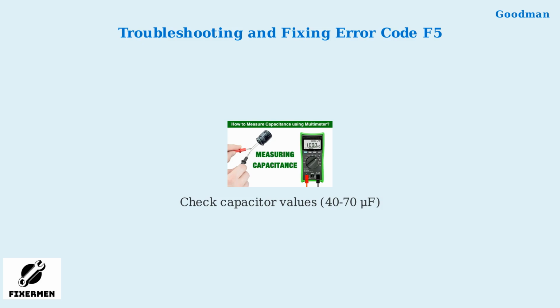To troubleshoot Goodman Error Code F5, start with a simple power reset. Unplug the unit from the power source and wait 5 to 10 minutes. This often clears transient errors and resets the system. Next, diagnose by checking capacitor values using a multimeter. Look for start capacitors in the 40 to 70 mMIF range. Faulty capacitors are a common cause of F5 errors.